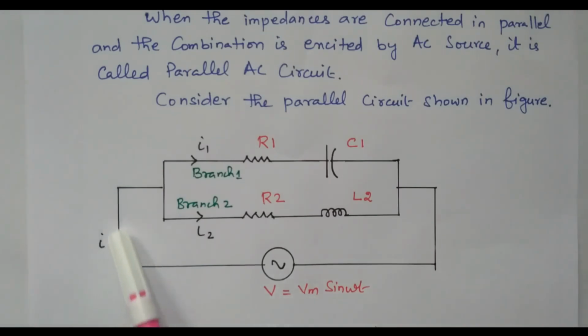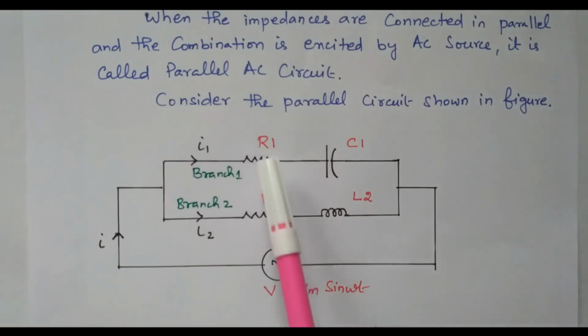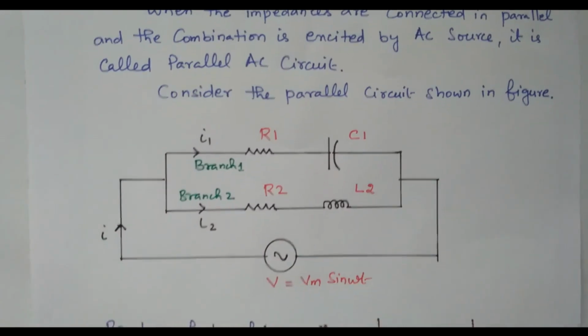This is the current I, the total current. Due to the parallel connection, it is split into I1 and I2. So we have two branches available, and these two branches are connected in parallel. Now we'll see what the reactance and the impedance of these branches are. Branch 1 has a resistor and capacitor, branch 2 has a resistor and inductor.